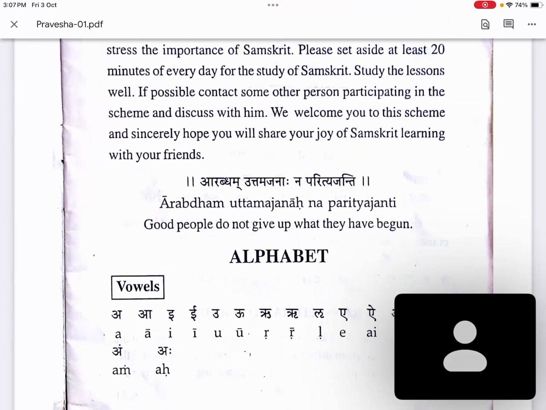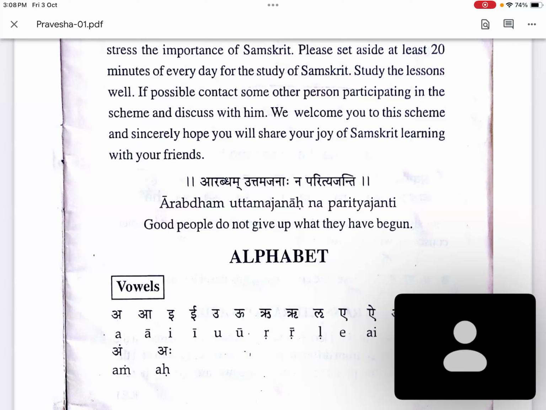So after that, the next one, I told yesterday, is Swara and Vyanjana. Yesterday I did only half of the Vyanjana Aksharam. What is Swaraha? Swaraha is the vowel. The vowels are A, I, I, U, U, R, R, L, A, I, O, Au. They are all vowels.